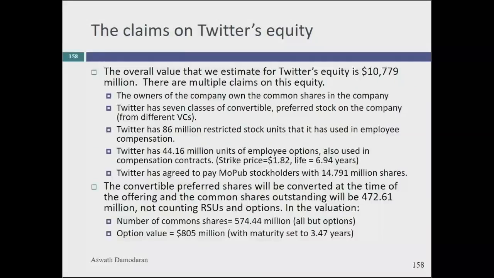So if you look at Twitter, for instance, the owners own the common shares. They have seven classes of convertible preferred. You know what that tells you? There have been seven VC rounds in the company, because each one creates its own convertible preferred. They had 86 million restricted stock units. They had 44, I mean, talk about piling on. And when I did my valuation, I had to make sure I counted all the restricted stock, and I had to make sure that I valued the options to get to the value per share, because as an equity investor, that's what I'm entitled to.